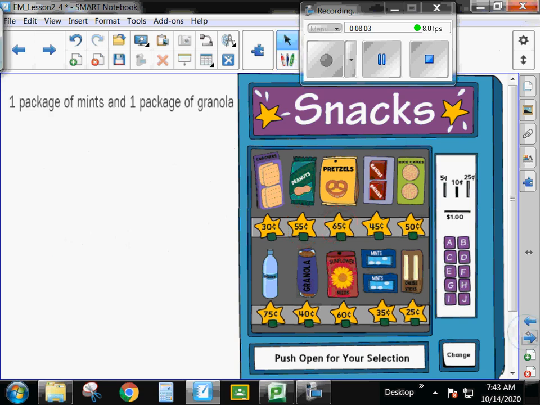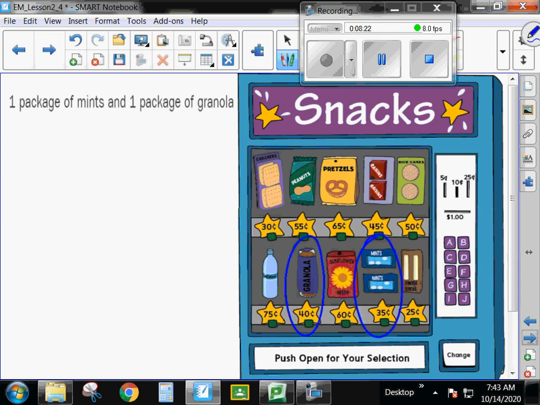All right, let's look at the next problem. This time you're going to buy one package of mints, these are the mints, for 35 cents, and one package of granola. These are the granola for 40 cents. So we're going to buy one package of each. Go ahead, pause your video, work that out.